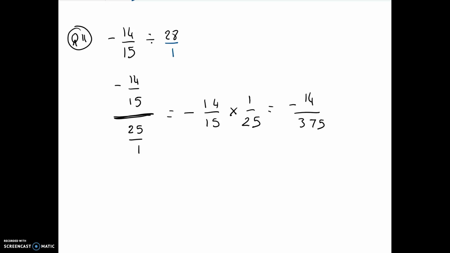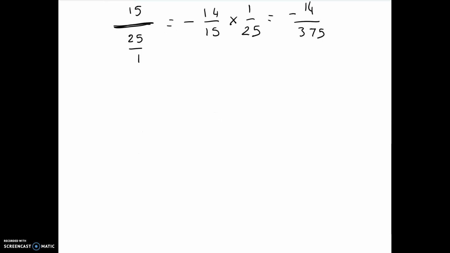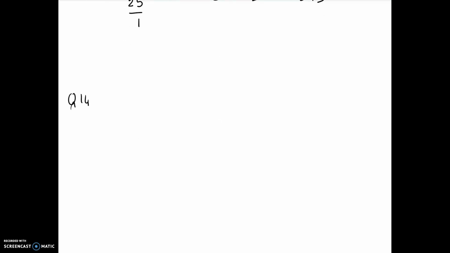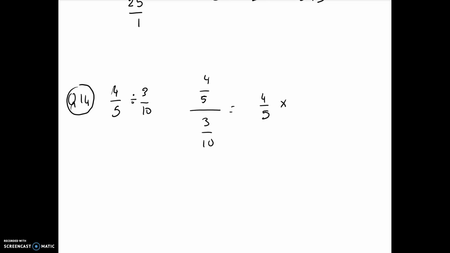To the following question. Let's try problem number 14. On question number 14, what do we have? We have 4 over 5. It's the same thing, divided by 3 over 10. So I'm going to have basically 4 over 5 over 3 over 10. I want to keep my top. I want to flip my bottom when I multiply, which means it's going to be 10 over 3. I can simplify 10 and 5, which is going to give me 2 right here. And at the end of the day, the answer is going to be 8 over 3.